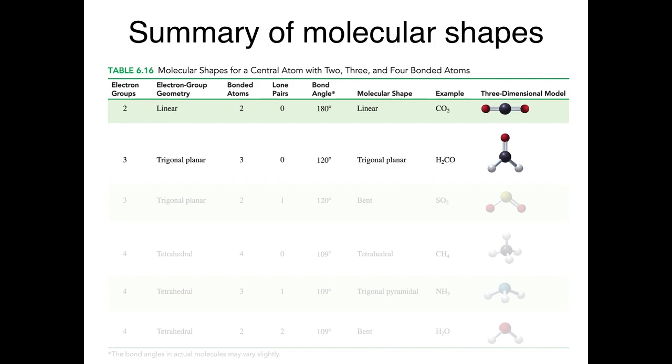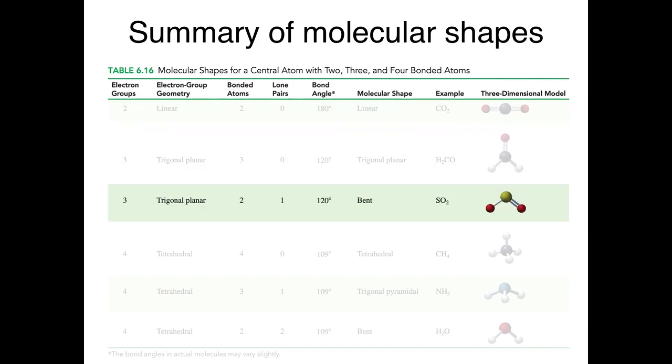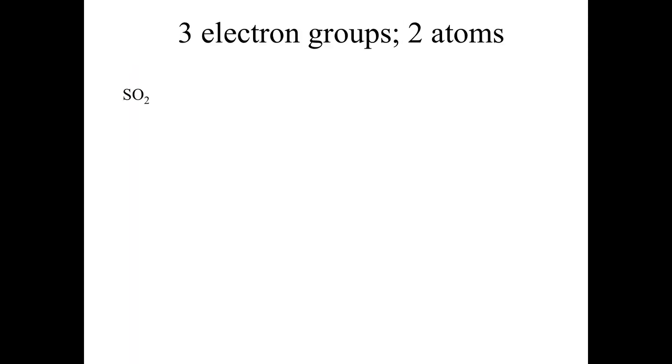Alright, so now we have covered 2 shapes. First linear, now trigonal planar. And trigonal planar is when you have 3 electron groups and 3 atoms connected to it. Now there's a second shape when you have 3 electron groups. You can have 3 electron groups, but only 2 atoms connected to it, and that gives you a different shape. Let's take a look at that example. SO2 would be our prime example in this case.